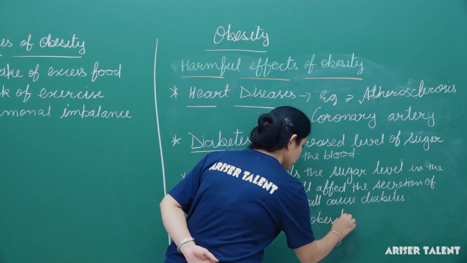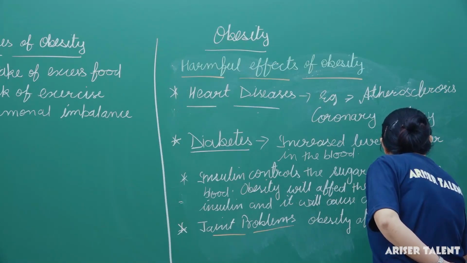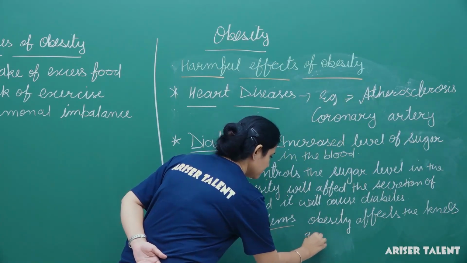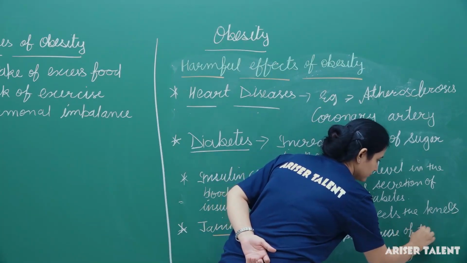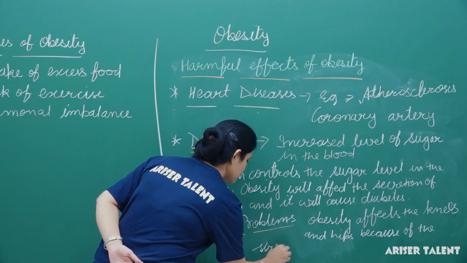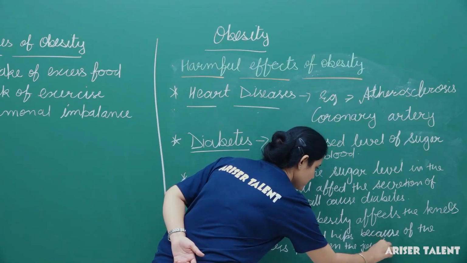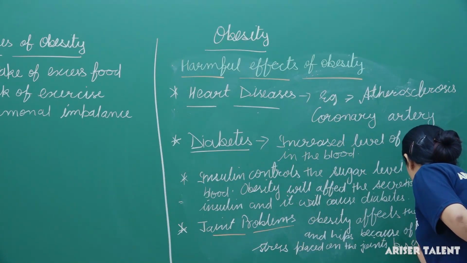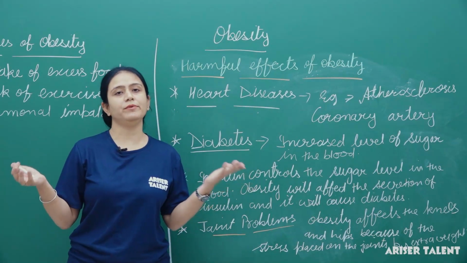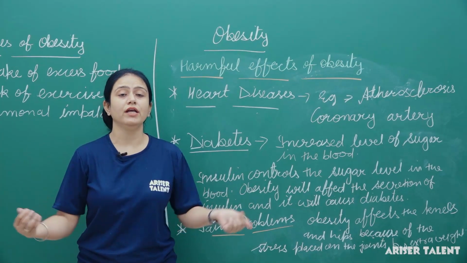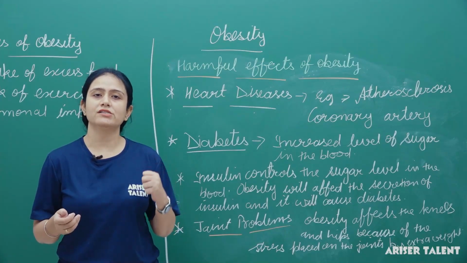Obesity affects the knees and hips because of the stress placed on the joints by extra weight. As we all know, whatever fat is accumulated in the body will increase our weight, and that whole pressure of weight will fall on the knees and joints, and it will cause joint problems because of the extra stress on the joints.